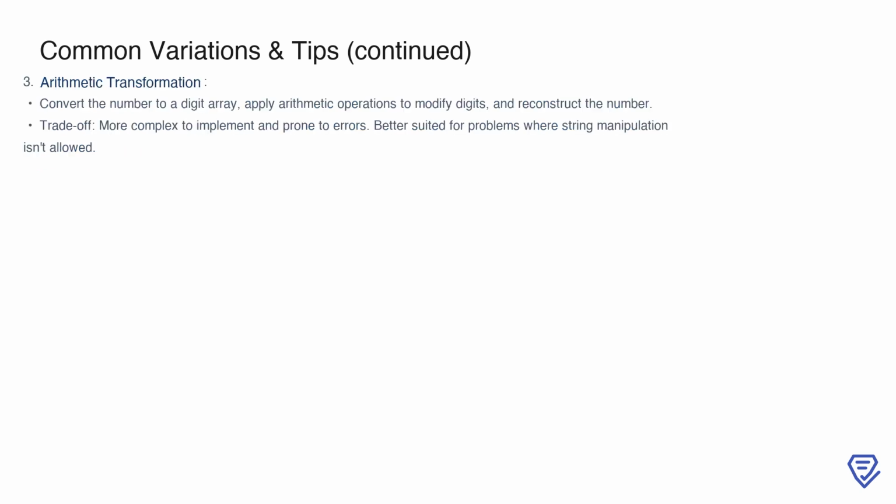An alternative strategy involves using arithmetic transformations. This approach converts the number into an array of digits, applies arithmetic operations to modify the necessary digits, and then reconstructs the number. While this method can be useful in scenarios where string manipulation isn't allowed, it tends to be more cumbersome to implement and prone to errors. The additional complexity makes it less desirable for a problem like maximum 69 number, where simpler string-based methods provide a more streamlined solution. That said, understanding this approach can be helpful for problems where arithmetic manipulation is a better fit, so it's worth keeping in mind as part of your problem-solving toolkit.